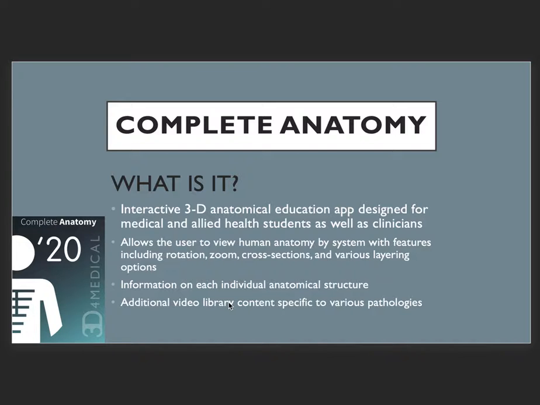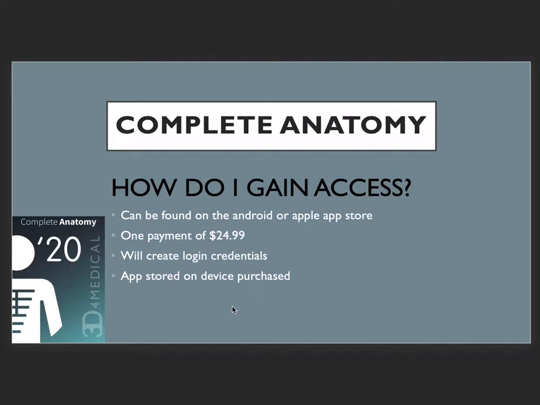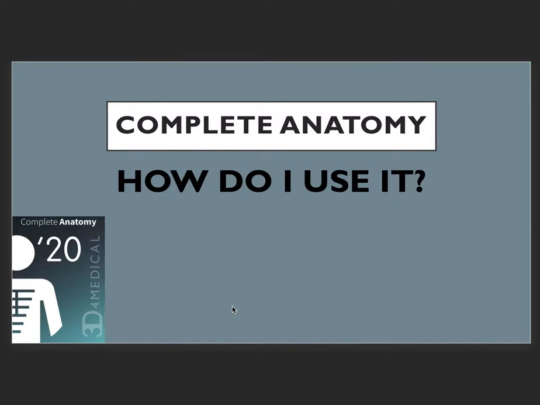Information on each structure is provided when that structure is selected and highlighted. And there's additional video library content specific to various pathologies. In order to gain access, you can make one payment of $24.99 on the Android or Apple App Store. It can be used then on the device that it's purchased on, and then you'll be prompted to create login credentials. So how do we use the app?